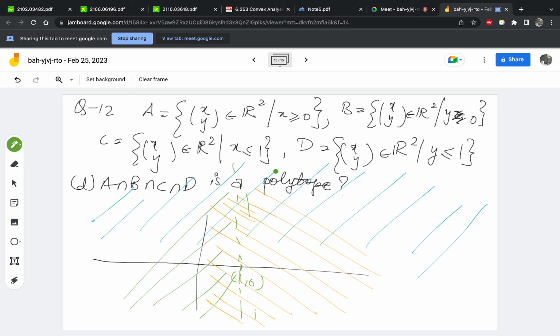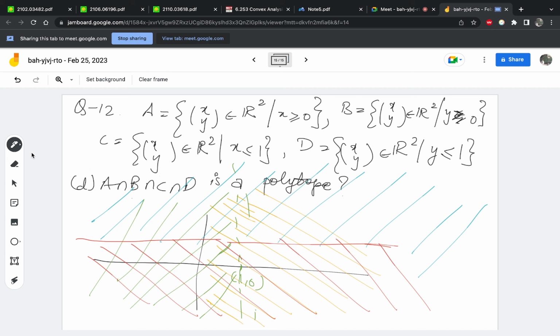So if I have C here and then y less than or equal to 1. Okay, I've run out of colors now. So if I have the intersection of everything, then where will I be? It's the square in the middle. This one, right? Yeah. So basically, the answer here is yes.